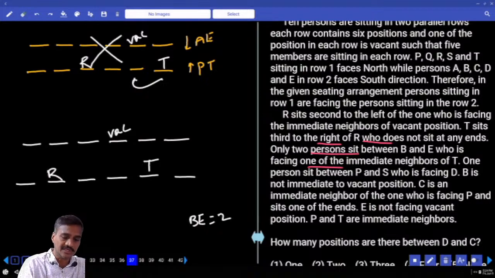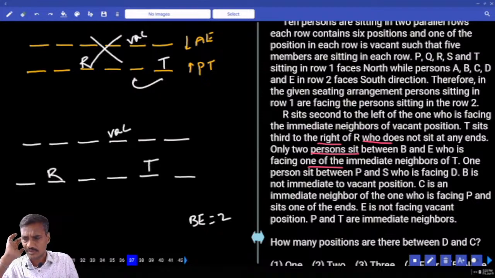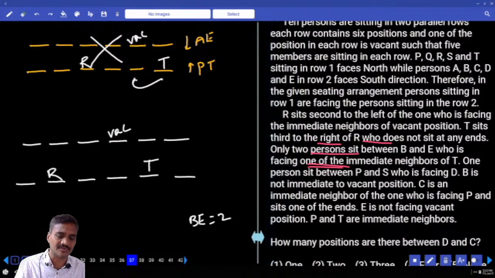Now here, T's neighbor and immediate. Only one of the persons sitting between. Only 2 persons between. E is facing one of the immediate neighbors of T, and is it possible here? E is facing one of the immediate neighbors of T, isn't it? Only 2 persons. T sits out to the right of R. T is out to the right hand side of R. There must be 1, 2, 3, 4, 5, 6 persons.